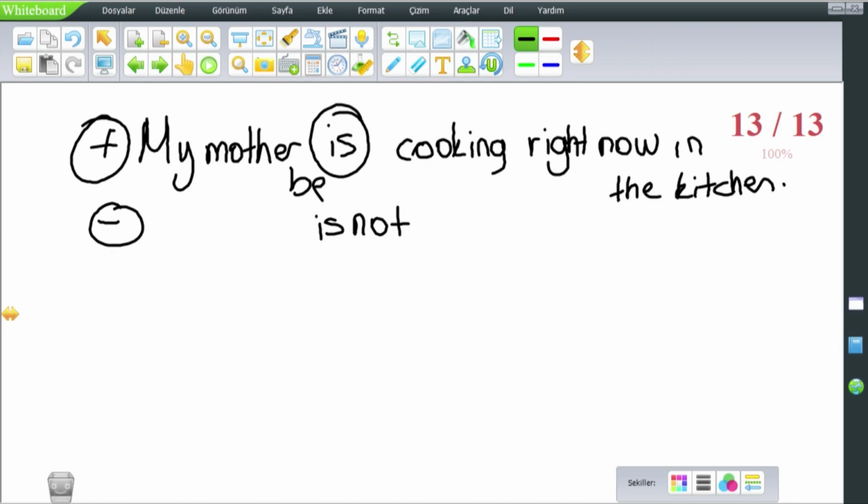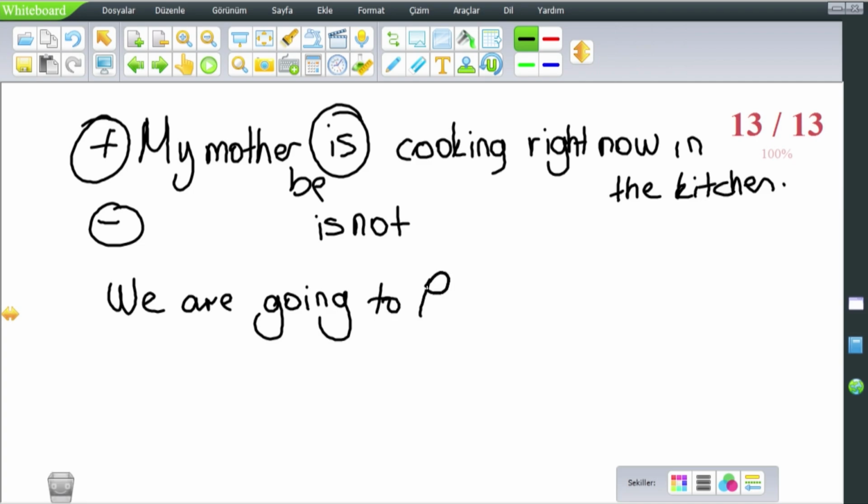One more. Önümüzdeki hafta Paris'e gideceğiz. Now, I'm talking about planned future. And as we spoke, present continuous also can be used to tell us the plans about future. We are going to Paris next week.